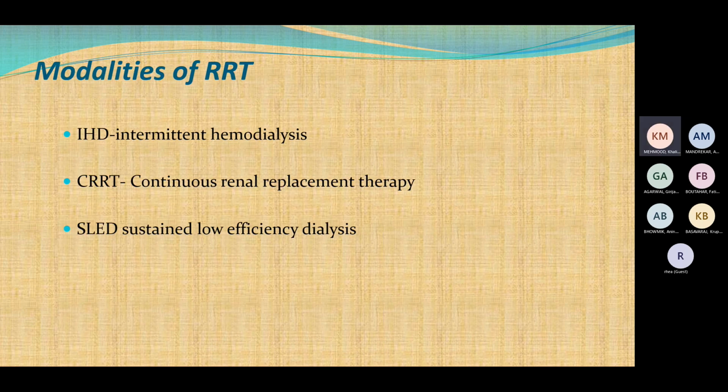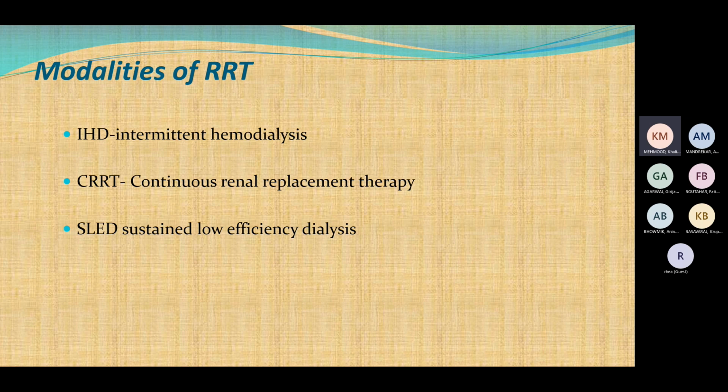So coming to the modalities of RRT. In our ITU, we do use CRRT, which is CVVHDF. It's a continuous renal replacement therapy, and what we use is continuous veno-venous hemofiltration. Intermittent dialysis happens in room B, for patients who need dialysis on an alternate-day basis. And the other one is SLED, which is sustained low efficiency dialysis.